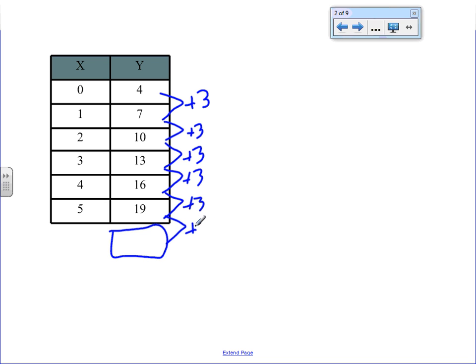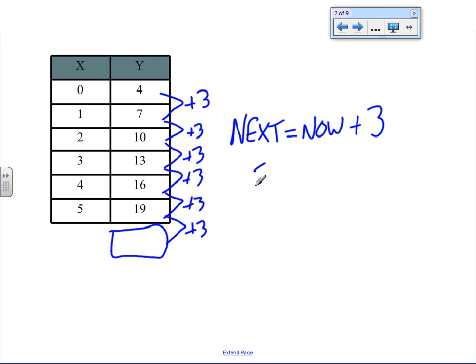Yeah, I'd add 3. So the way we write out these equations is we write that the next number equals the number that we have now plus 3. We just take the number we have now, whatever. If it's 4, we add 3, we get 7. If it's 7, we add 3, we get 10. If it's 10, we add 3, we get 13, and so forth and so on.